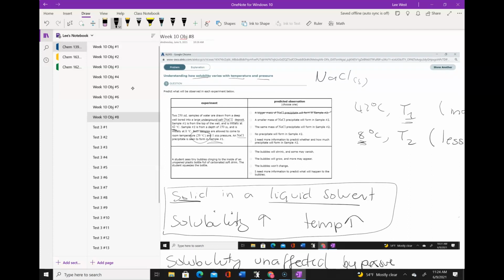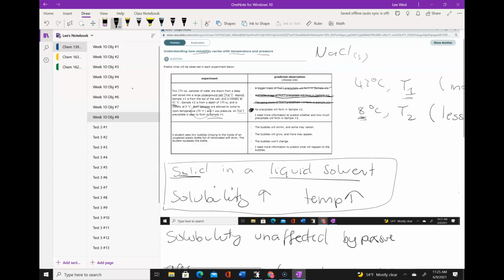No, nothing will form in sample 2 because we're warming it up. A smaller mass of precipitate will form in sample number 2. No, there's not going to be any precipitate because we're warming it up. No, there's not going to be any precipitate. And here's your answer: no precipitate will form, right? Because you're actually going to increase the solubility. So it's going to go from being saturated to being less than saturated.